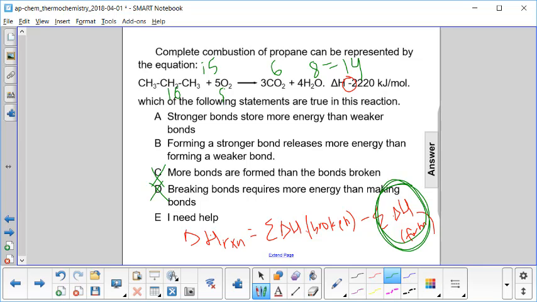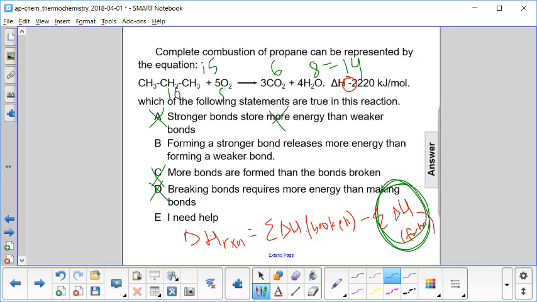And then answer choice A says stronger bonds store more energy than weaker bonds. And this is actually incorrect. It's the inverse that's true. And it seems a little counterintuitive, but the potential energy between stronger bonds is less than the energy stored between weaker bonds. So stronger bonds store less energy than weaker bonds. So that is not true.